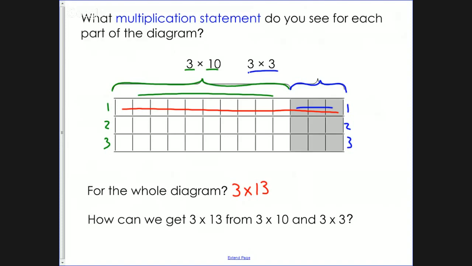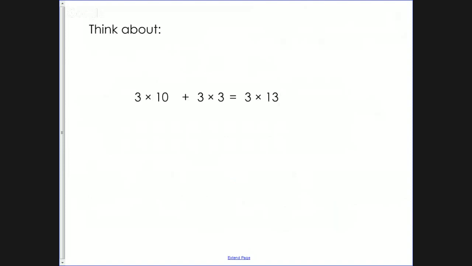Well, if you remember back when we were doing place value, we learned how to take numbers and pull them apart. And we can see the number 10 and the number 3. And when we put 10 and 3 together, we get 13. And we have 3 times 13 from that. So think about it. 3 times 10 plus 3 times 3 equals 3 times 13. Because here we have 10. Here we have our 3.